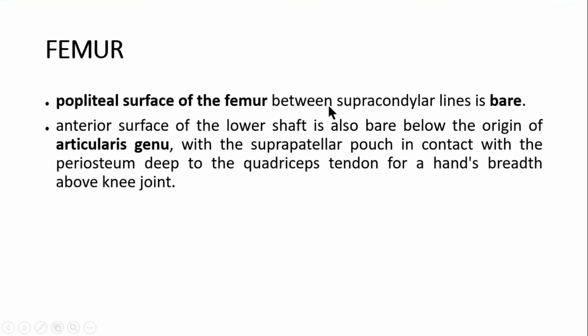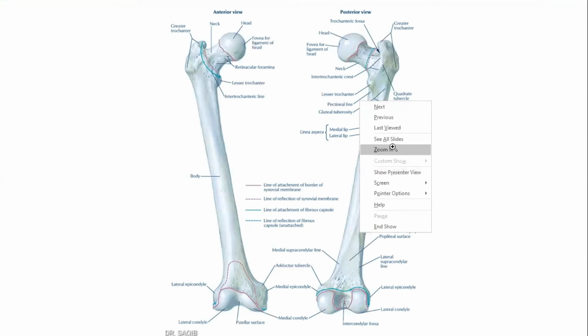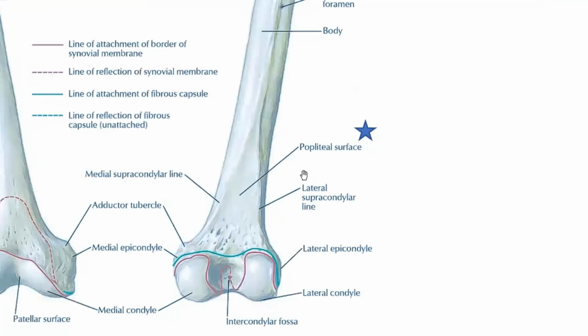Popliteal surface of the femur between supracondylar lines is bare. Anterior surface of the lower shaft is also bare below the origin of the articularis genu, with the suprapatellar pouch in contact with the periosteum deep to the quadriceps tendon for a hand's breadth above the knee joint. This is the popliteal surface. Let me show you. This is the popliteal surface here between the medial and the lateral supracondylar lines.